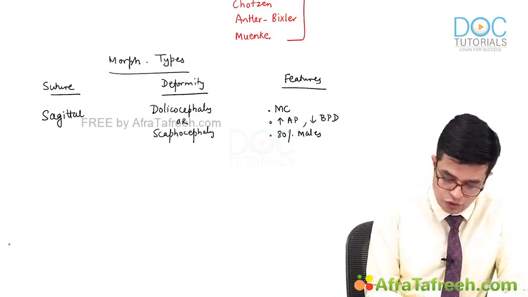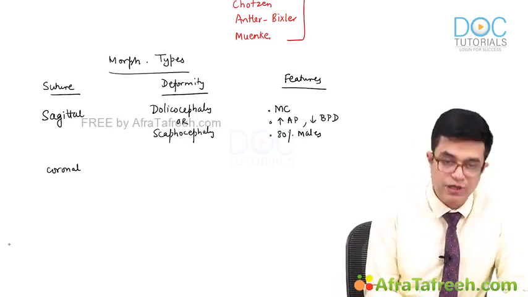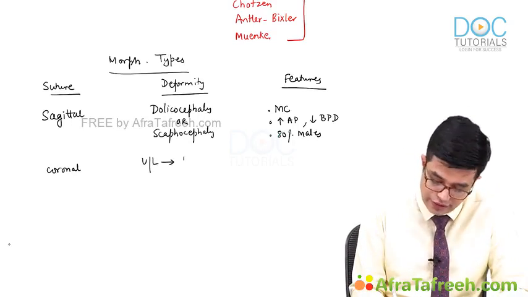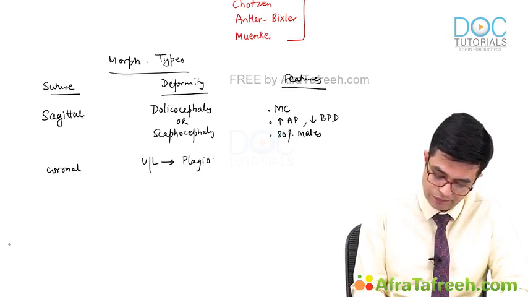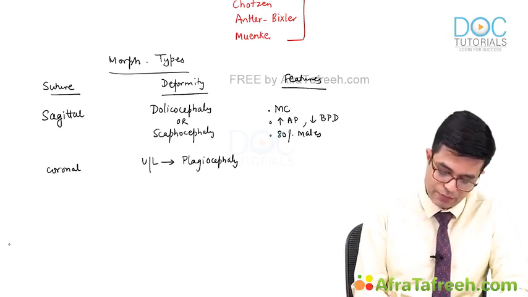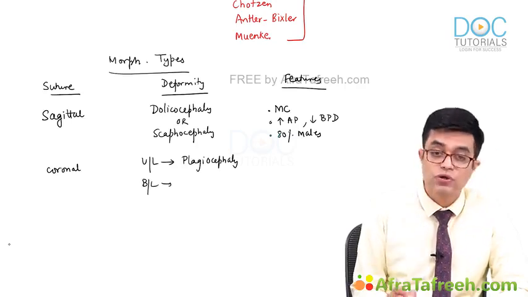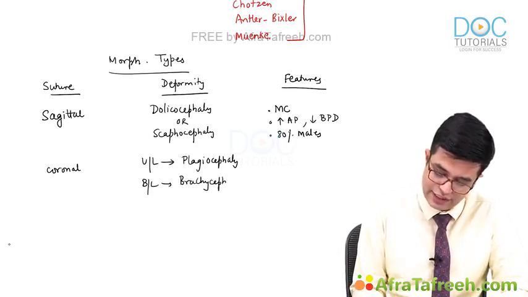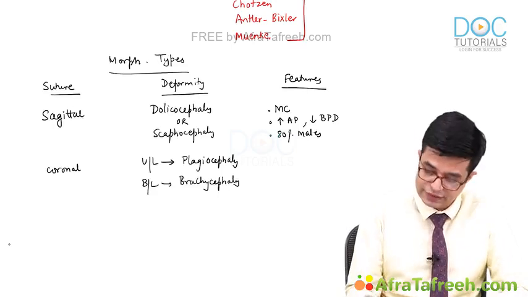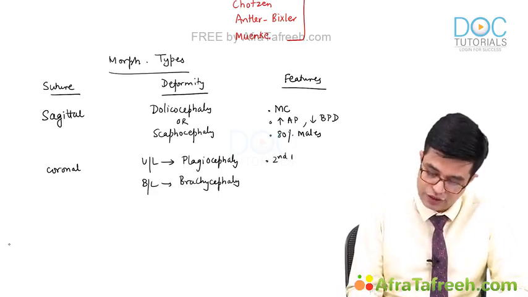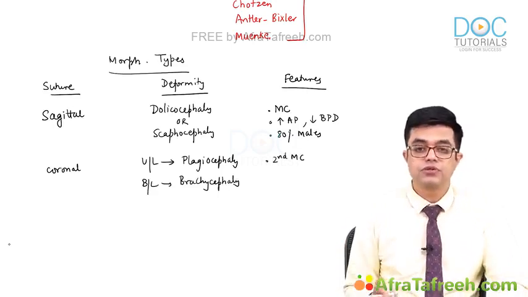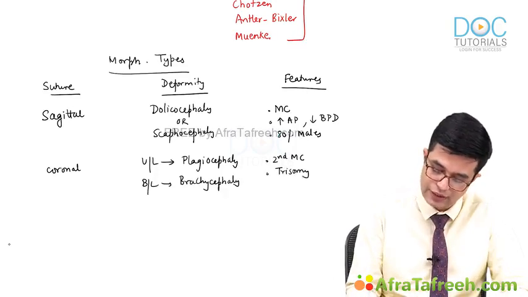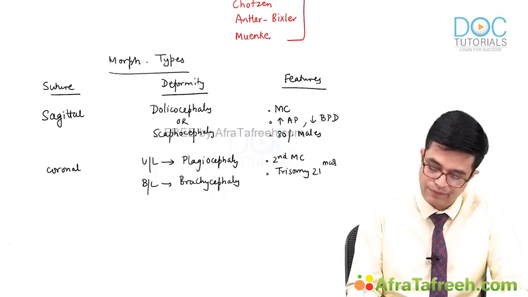Then we have the coronal suture. Involvement of the coronal suture, if it is unilateral, produces unilateral plagiocephaly. Whereas if it is bilateral, that produces brachycephaly. Brachycephaly is the skull seen in children with Down syndrome. This is the second most common type of craniosynostosis. Brachycephaly can be associated with trisomy 21. This is your MCQ point.